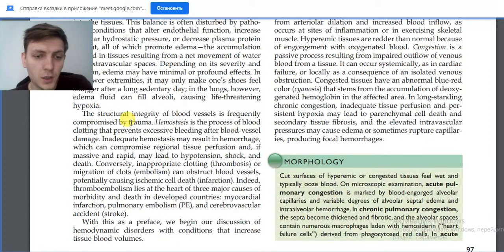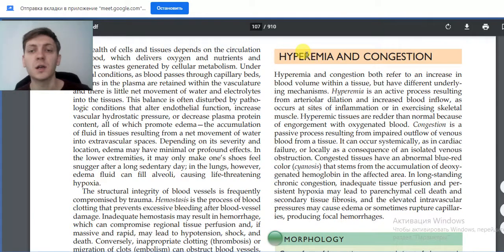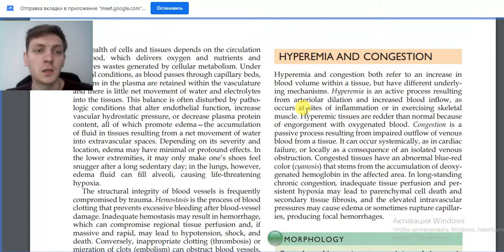I want to skip this part of physiology, since you know what the blood circulation system is, and start directly from hyperemia and congestion. So what is hyperemia and congestion? Hyperemia and congestion are reactions of our body to some stimuli. For example, hyperemia, you remember in inflammation. Hyperemia is a normal event which allows more intake of blood to the area of inflammation.